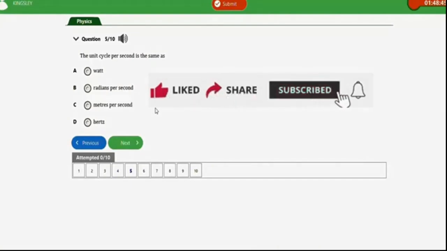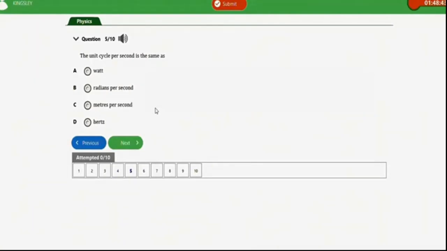So having known that, let's attend this question. It says the unit circle per second is the same as, I think we have attempted a single question like this. So the correct option here is option D, which is Hz. Hz is a unit of frequency. So that's the correct option here, option D.